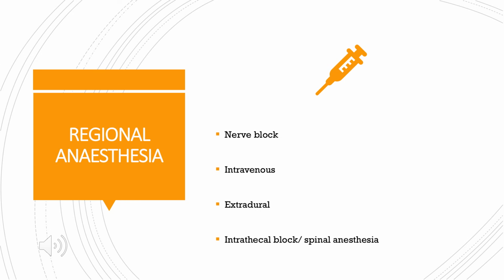The third and last type of local anesthetics is regional anesthetics. Depending upon the region where the anesthesia is given, these regional anesthetics are subclassified into various types like nerve block, intravenous, extradural, and intrathecal block or spinal anesthesia.